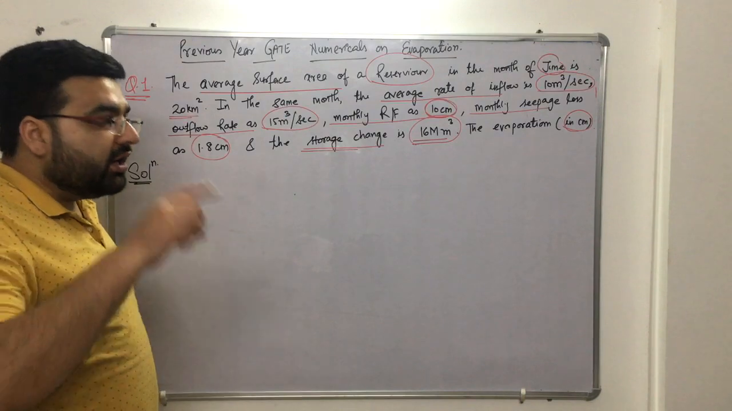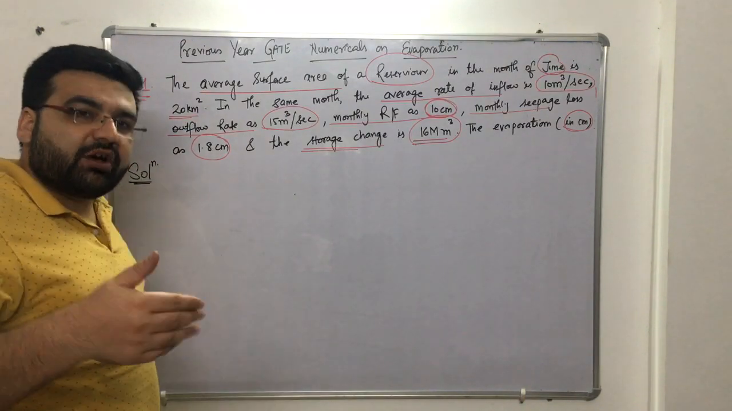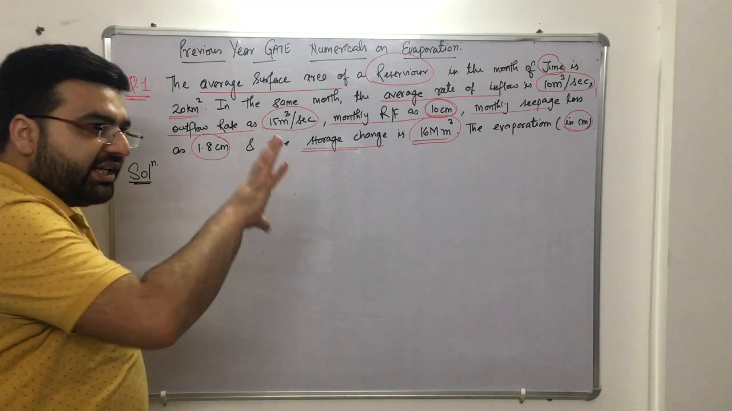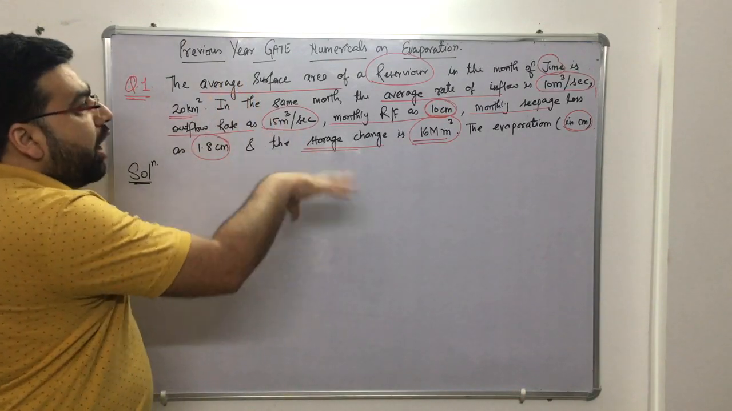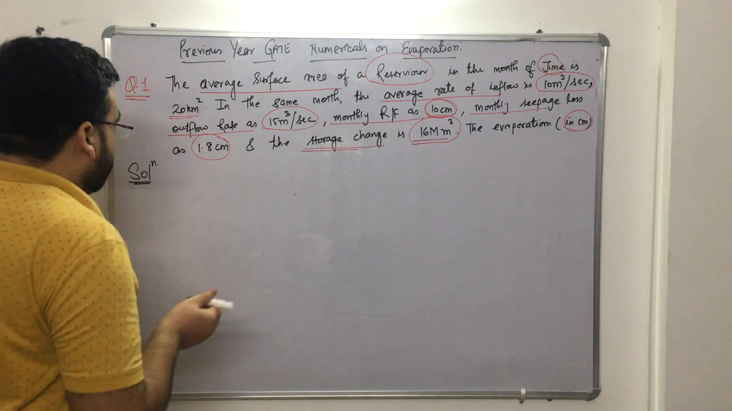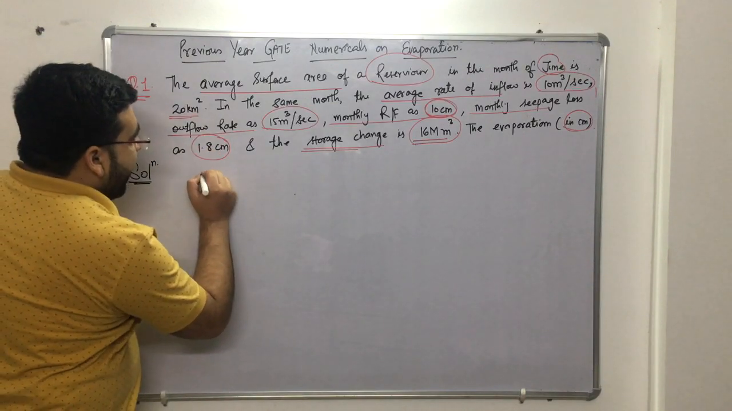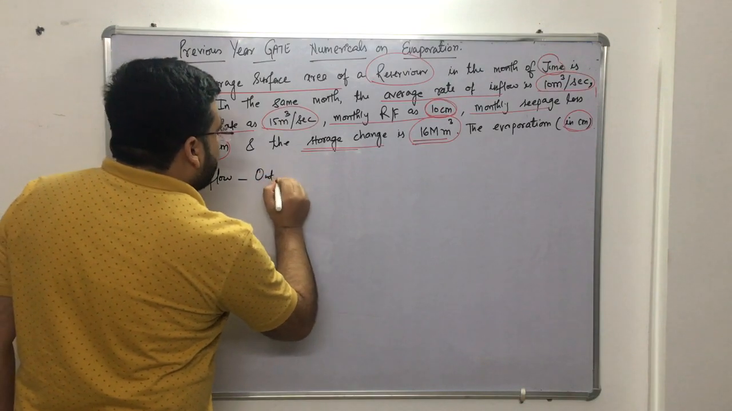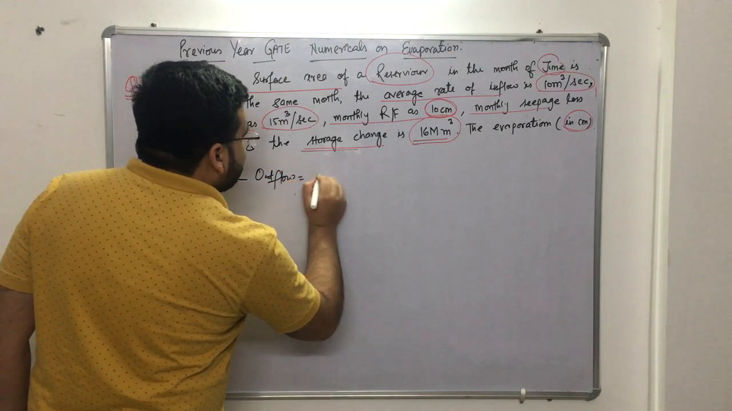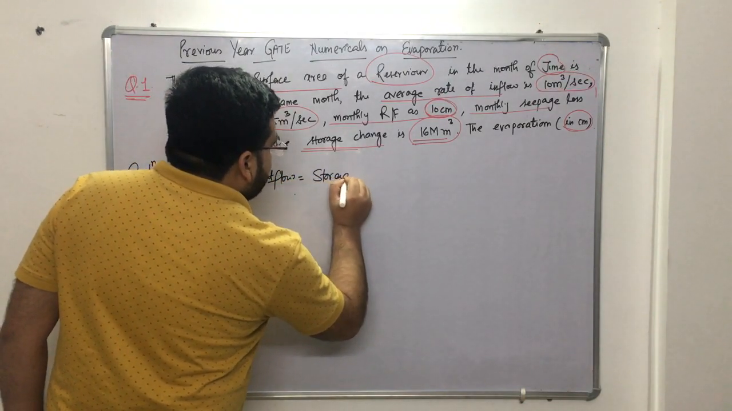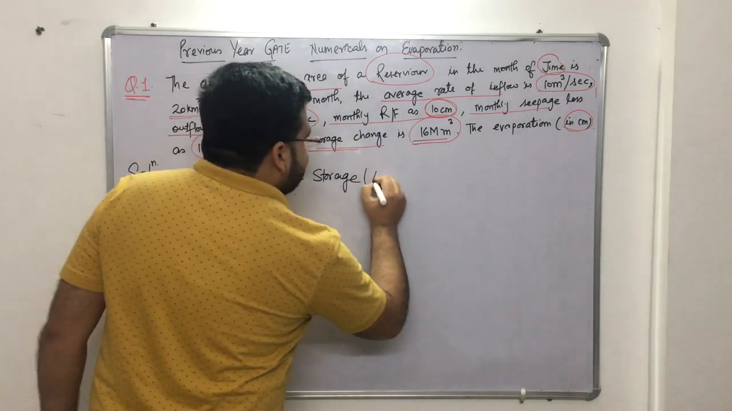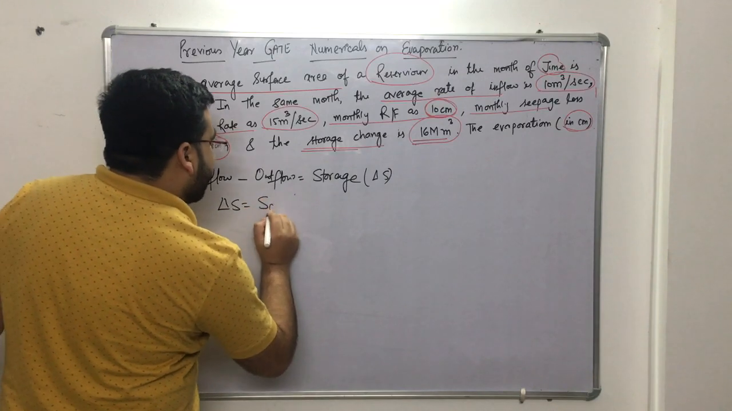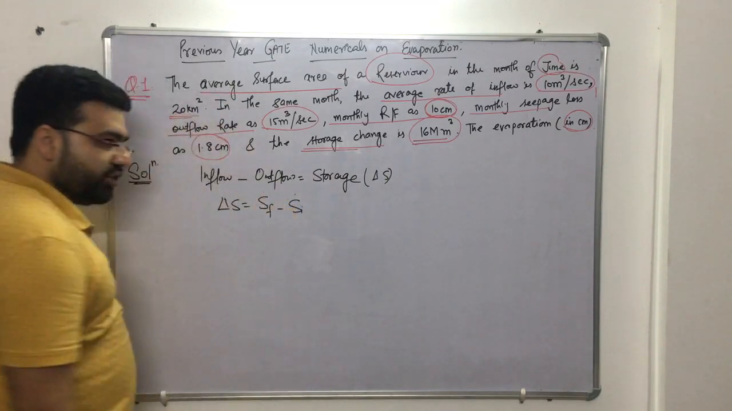So I will say that the water budget equation will be the most suitable method to solve these types of numericals. How did I come to know? Just by practice. If you do a lot of practice, similar things will happen with you also. Just by reading the numerical, you can get the idea how to solve these types of numericals, right? So solution would be, you know that inflow minus outflow gives you storage, that is delta S. Delta S is the final storage minus initial storage.